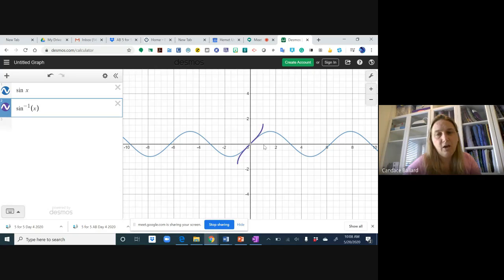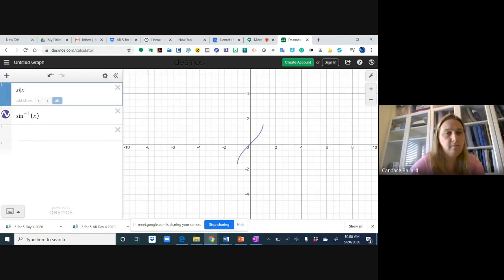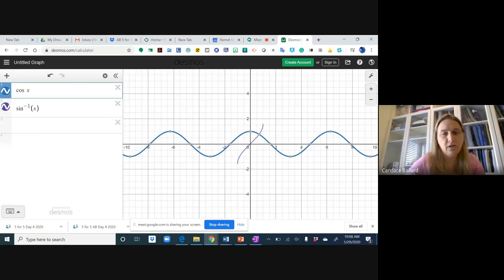Do you see how the graph of sine inverse only does that little tiny spot, okay? That's because there's a domain restriction on it, meaning that it's not valid for all values. It's only valid for that little tiny spot, okay? I'm going to switch it to cosine, okay? So there's the original cosine graph, and cosine inverse looks like that.